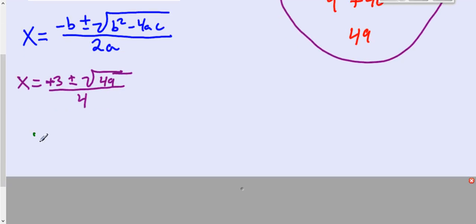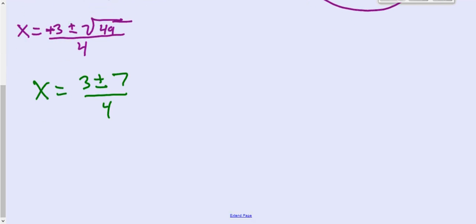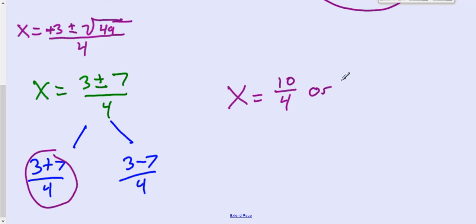So we now have x is equal to 3 plus or minus the square root of 49, which is 7, all over 4. So our answer splits. We have 3 plus 7 over 4, and we have 3 minus 7 over 4. So our two answers: x is equal to 10 fourths, that's this one, or negative 4 over 4. Simplify both, we get 5 halves, or negative 1.